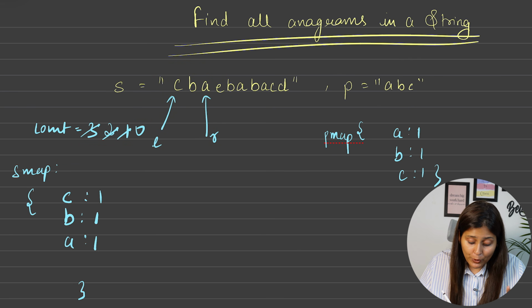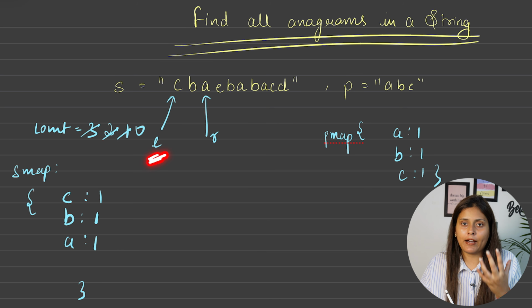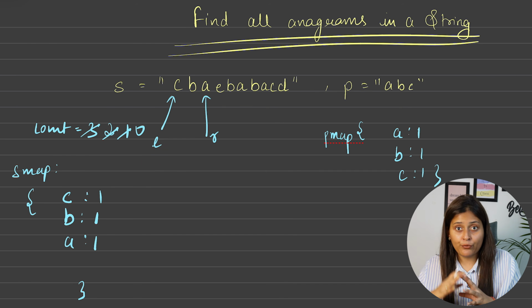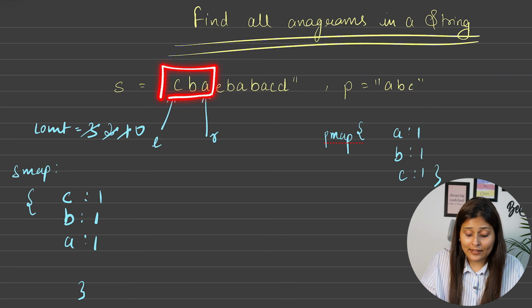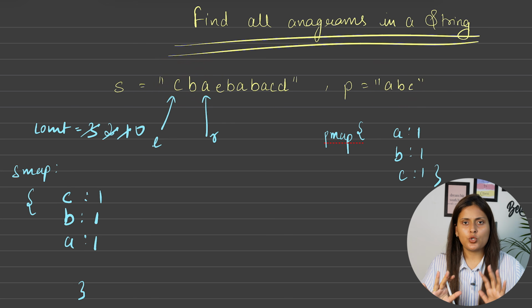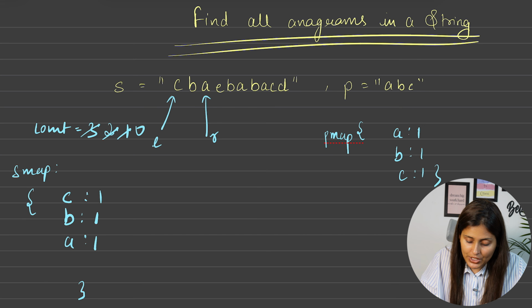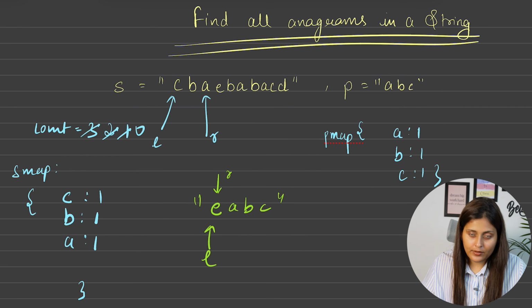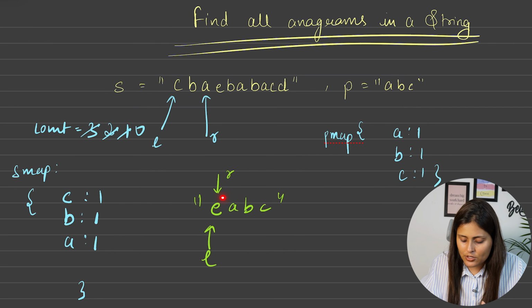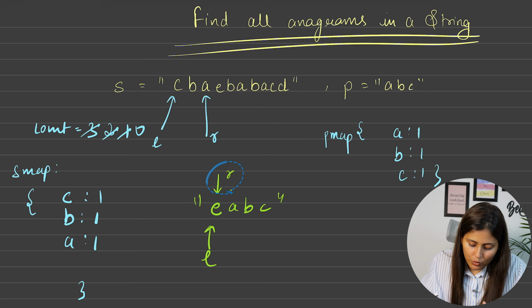Another reason to put the left without shrinking: in sliding window we expand and shrink, but in this case we will not shrink because the current length is 3 and the required length is also 3. So where would we shrink? Suppose initially our string was E, A, B, C. Definitely left will be here and right will be here. It will encounter E, but E is not required, so R will move ahead.